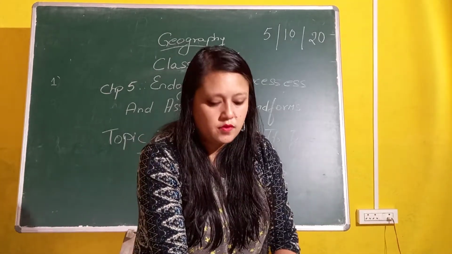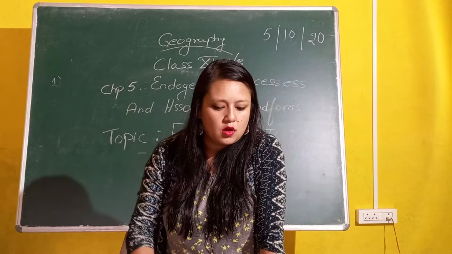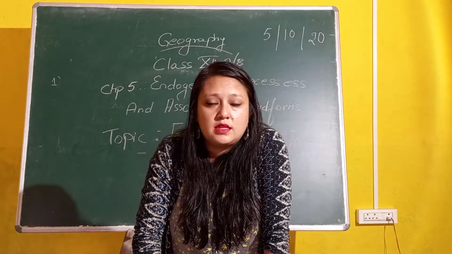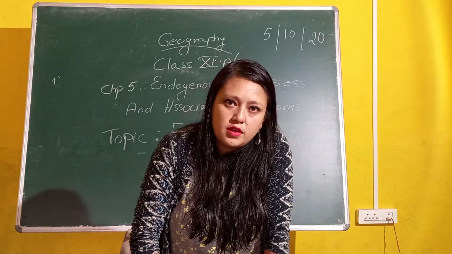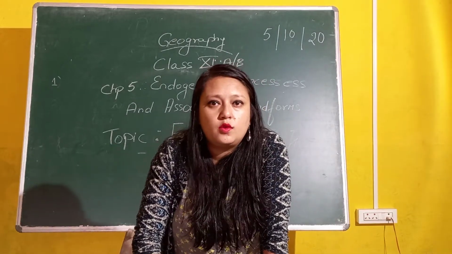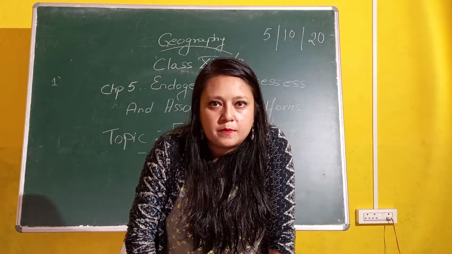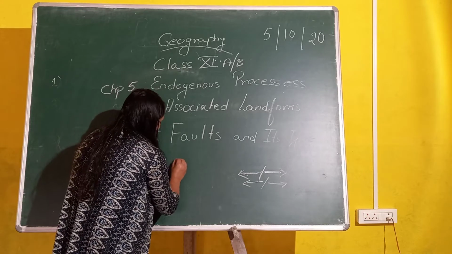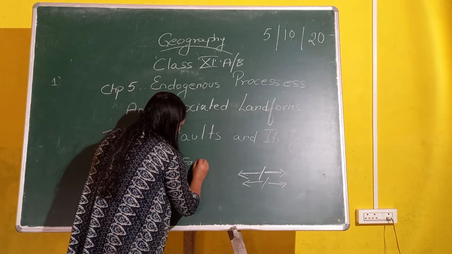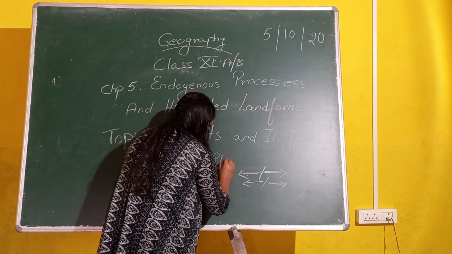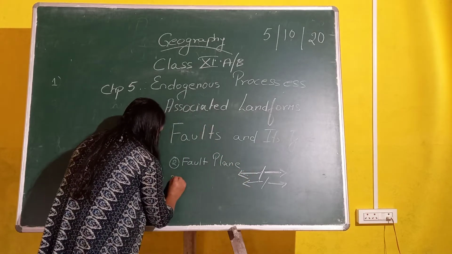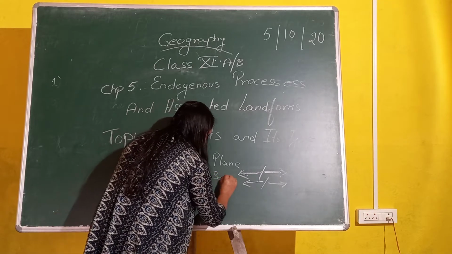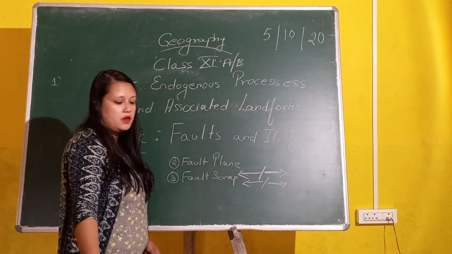So we have to start with the types of faults. Before I start with the types of fault, I am going to tell you some terminology. First is fault. The second one is fault plane, and number 3 is fault scrap. Now what do you mean by fault? You already know the meaning of fault.